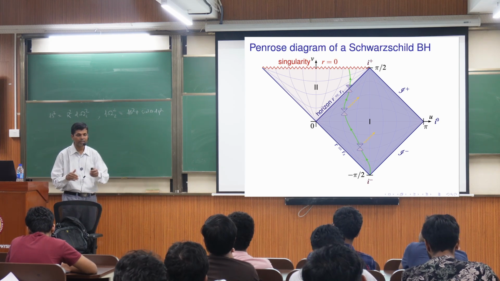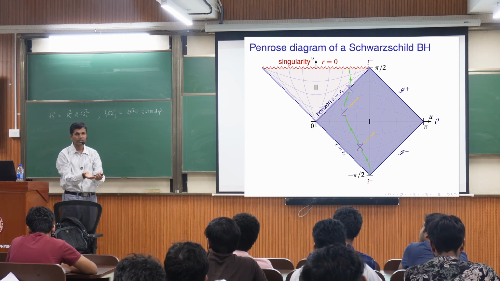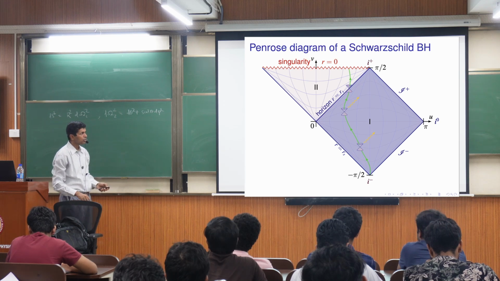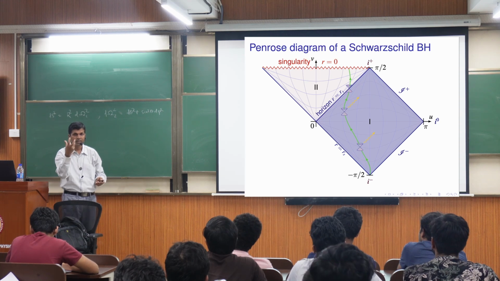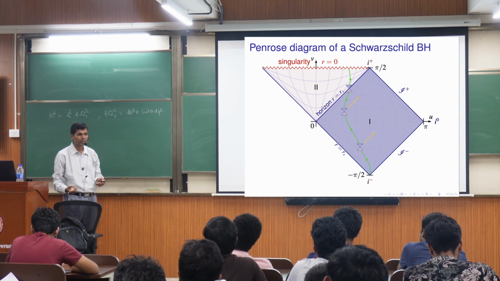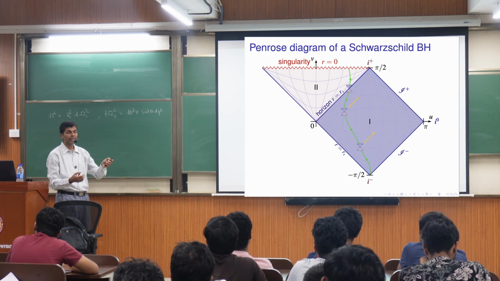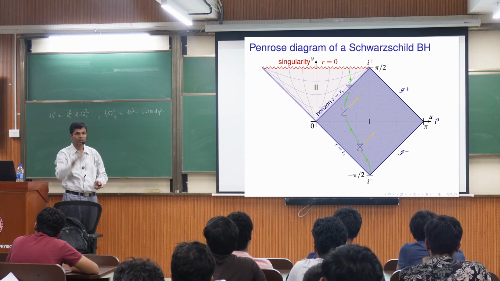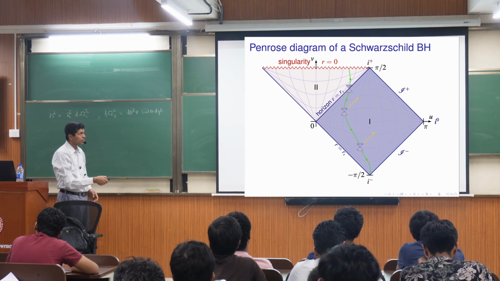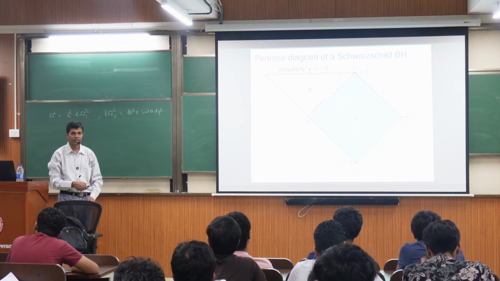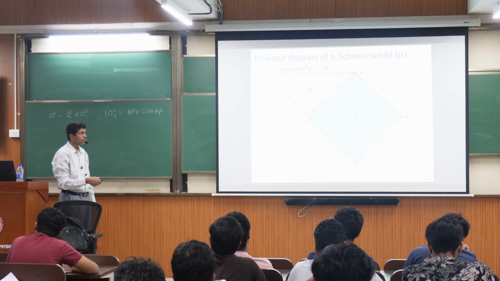Here, at any given time, you take R equal to constant, you get the surface of a sphere. It's just a time-like surface. So that's just a point in space-time, because every point corresponds to a sphere. In the space-time diagram, it is just a time-like line. These lines are basically these. On the other hand, this is a null line. This is a light line. So the horizon is a null surface.